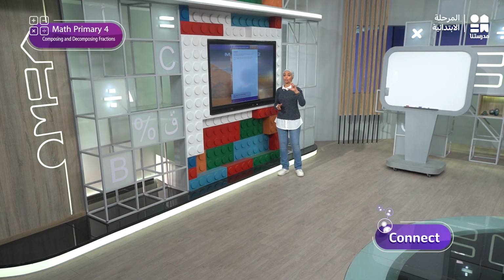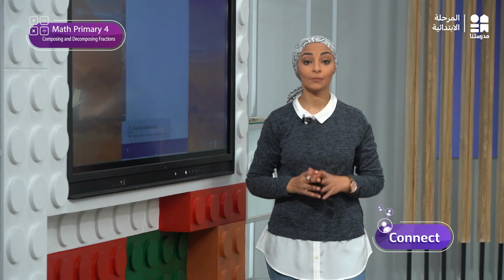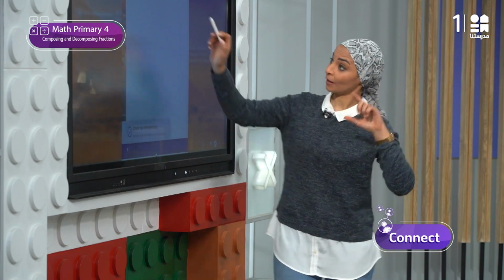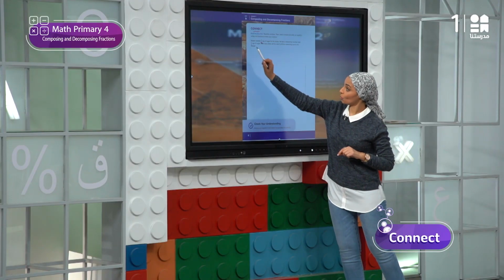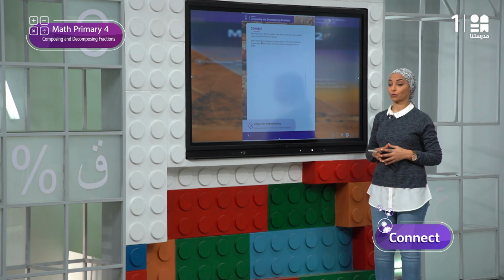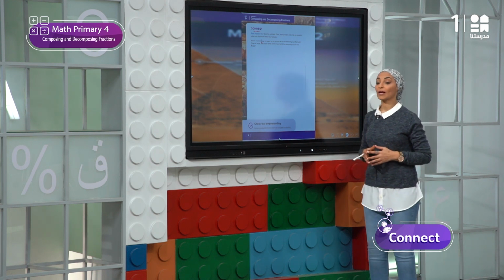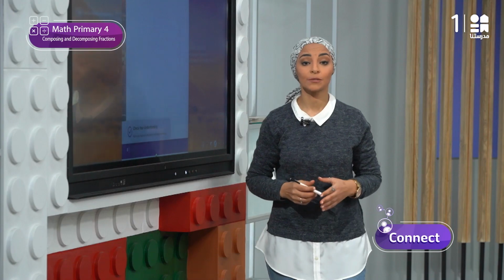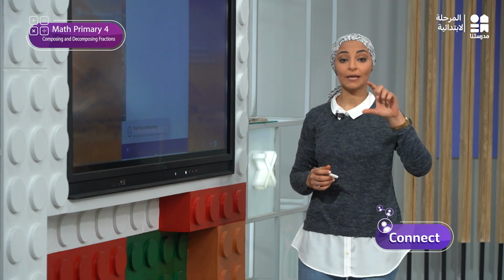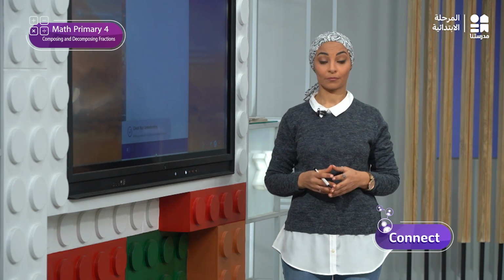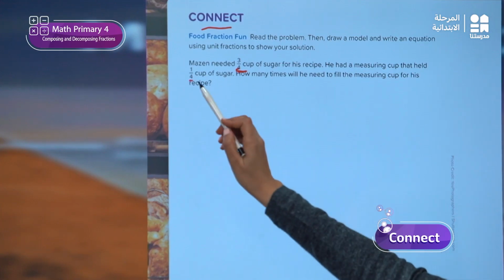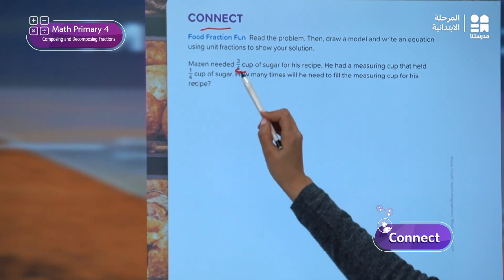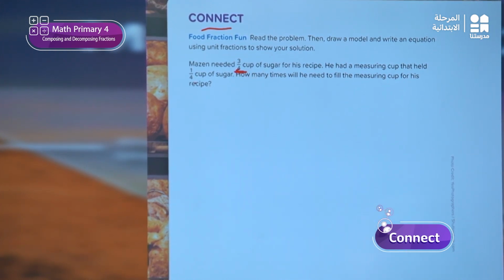Okay, he needs to know how many times. And Mazen has a cup, by the way, but his cup holds only 1/4 of the sugar. So he wants to know how many times he needs to fill his cup to complete the recipe. Okay, his cup holds only 1/4 or a quarter, and he wants to use 3 quarters.